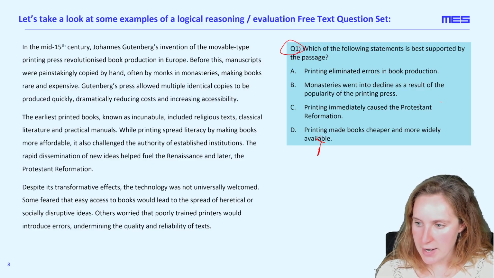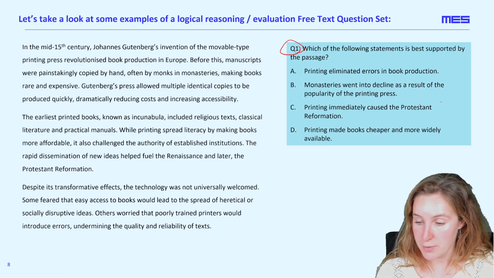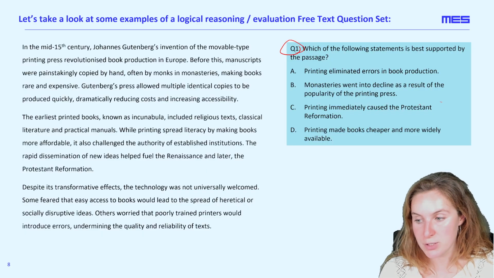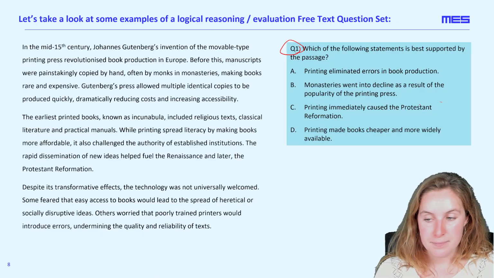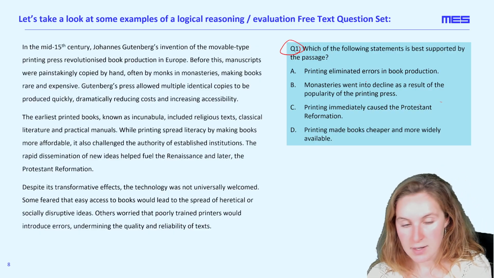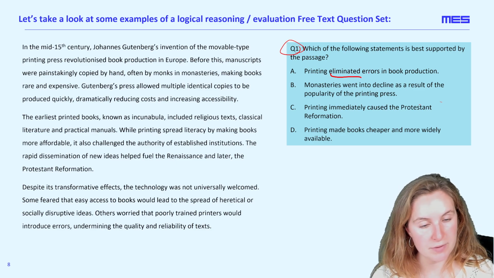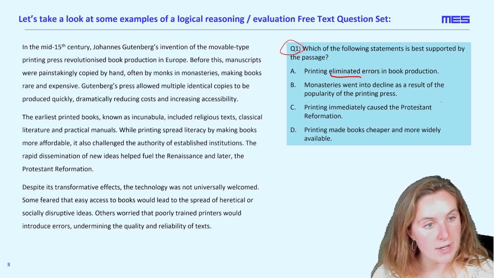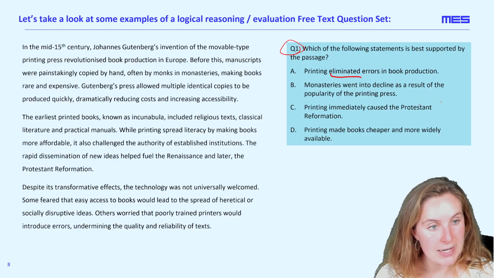Printing eliminated errors in book productions. Monasteries went into decline as a result of the printing press. Printing immediately caused the Protestant Reformation, and printing made books cheaper and more widely available. Okay, so a couple of things I'm noticing here in this phrasing are some of the definitive language that we studied in a previous video. Definitive words being words that limit information because they limit the possibilities.